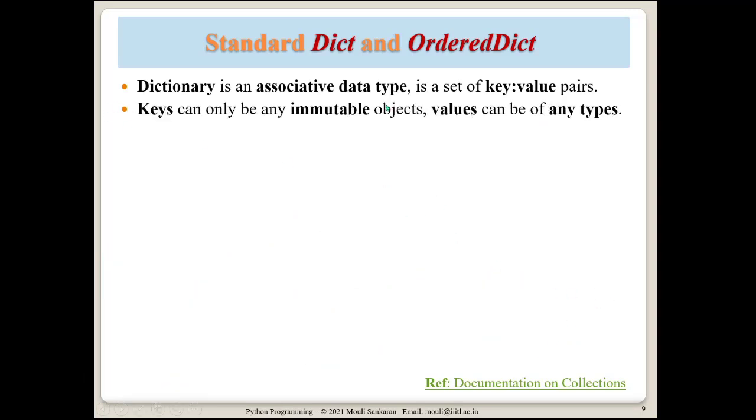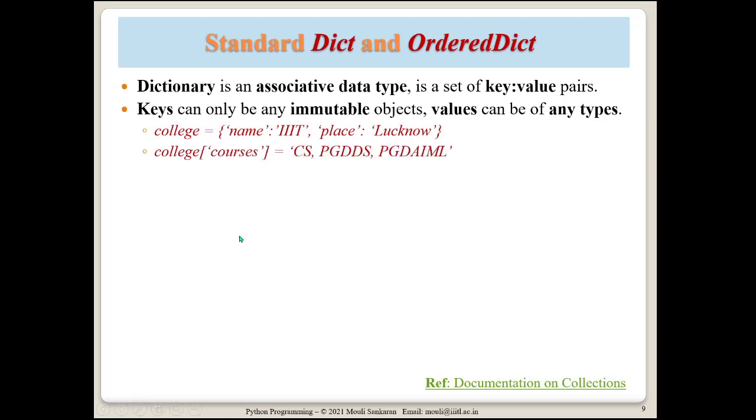Now, dictionary is an associative data type. It's called associative because it associates the data elements, sorry, keys with the values. Keys can only be any immutable object, which I have mentioned many times, and values can be of any type, mutable or immutable. So we can have a college with a name, and in this case everything is immutable, but you can have a list also as a value.